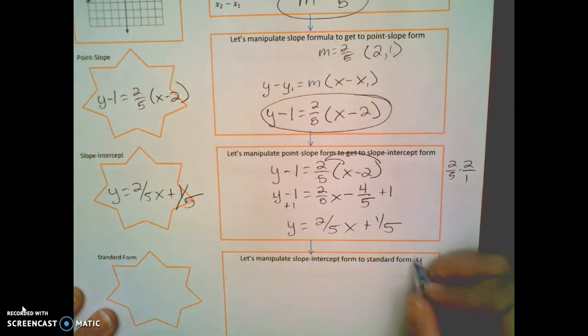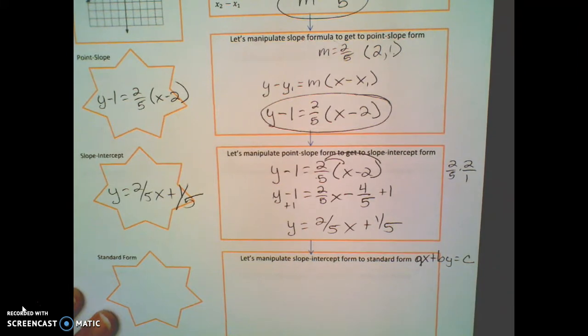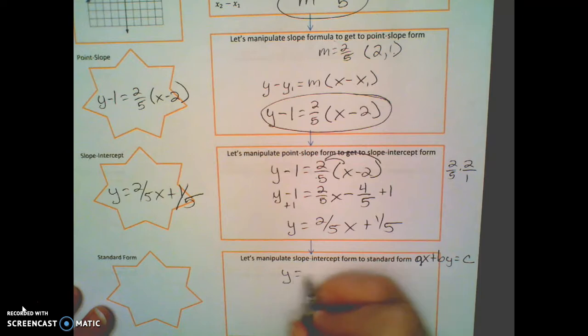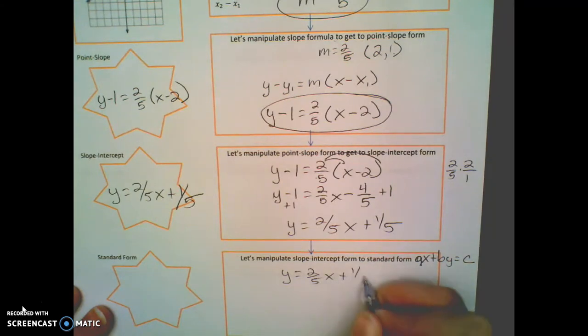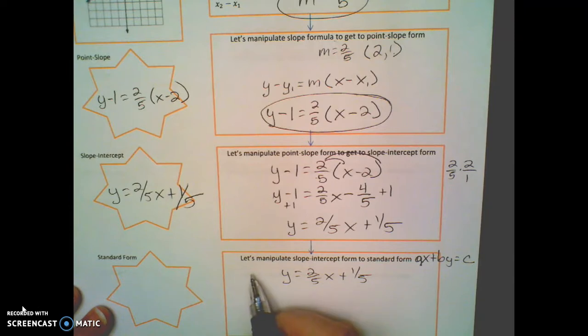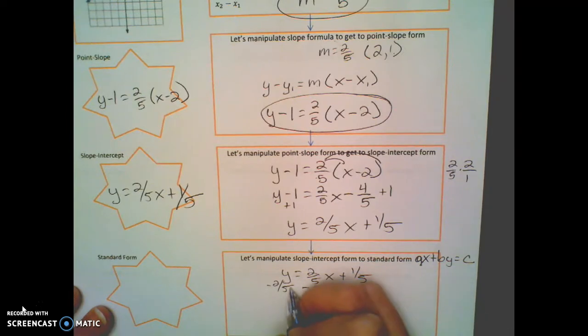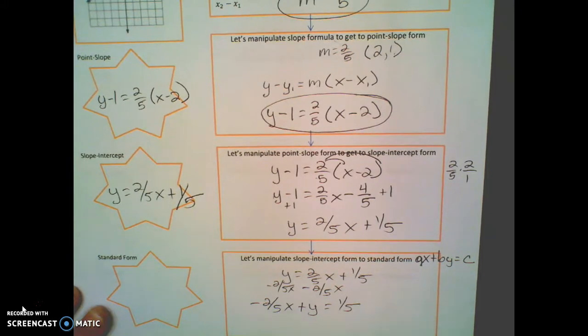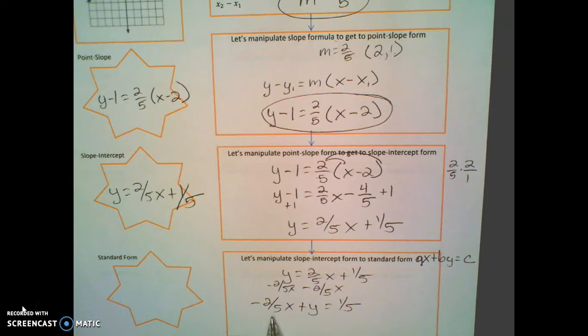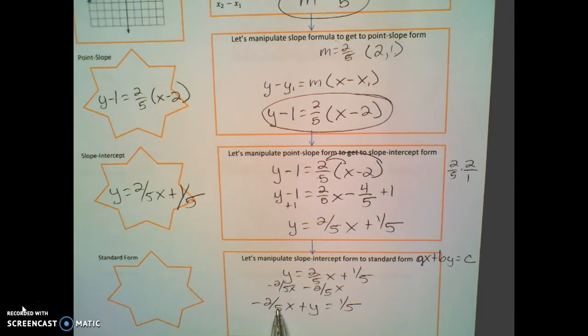Okay, last one. We're going to make this into standard form. Standard form, if you don't remember, is ax plus by equals c, where a, b, and c are all just plain numbers. If I have y equals 2/5 x plus 1/5, the first thing I want is my x to go to the left side of the equation. I'm going to do that by subtracting 2/5 x from both sides. So now I have negative 2/5 x plus y equals 1/5.